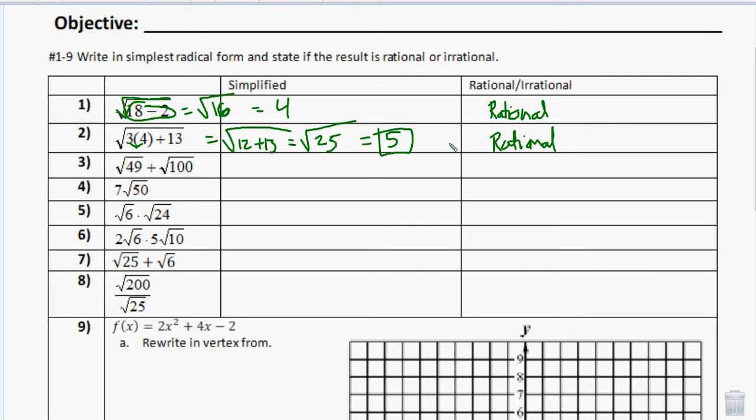On number 3, we do the square root of 49 to get 7, and then we add it to the square root of 100, which is 10. So the simplified version is 17. Again, this one is rational.